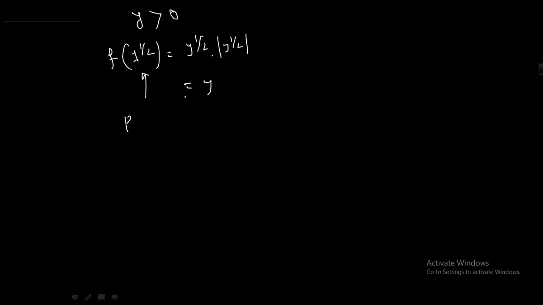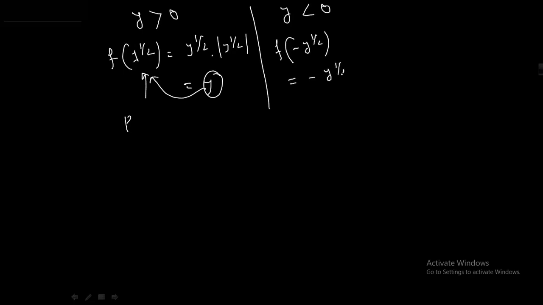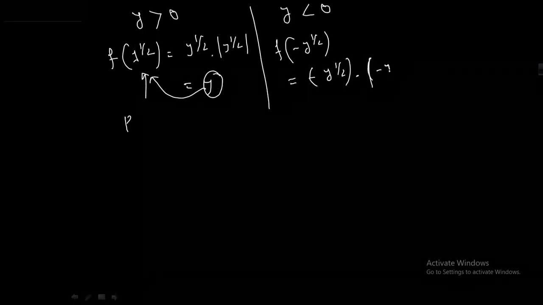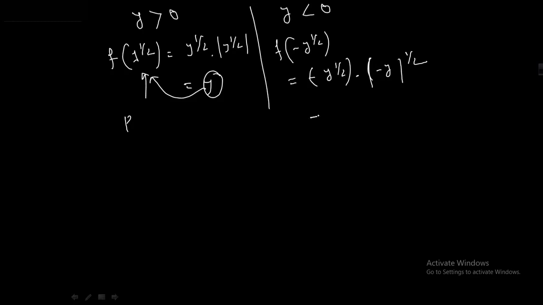If y is greater than 0, f of y to the power half is equal to y to the power half into mod of y to the power half. This is y. So this is the pre-image, or y is the image of this element. If y is less than 0, then f of minus y to the power half. Why? This is minus of y to the power half into mod of minus of y to the power half. See, this is equal to minus of y to the power half into minus of y to the power half.